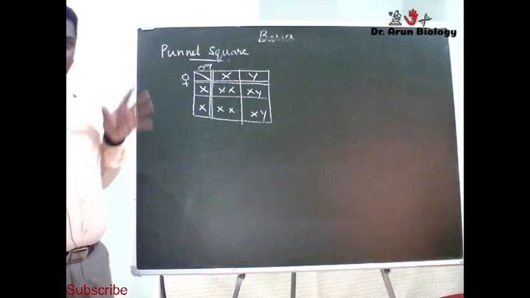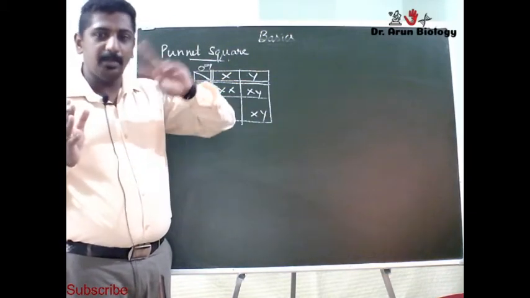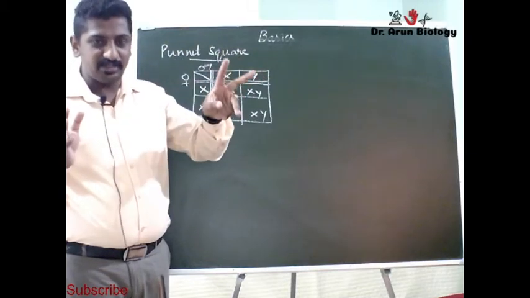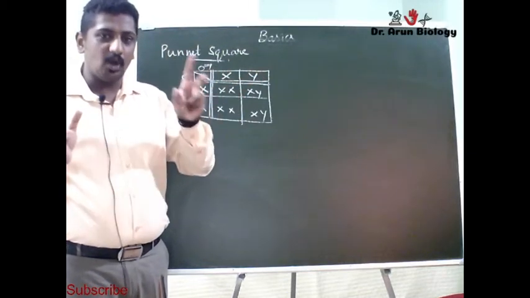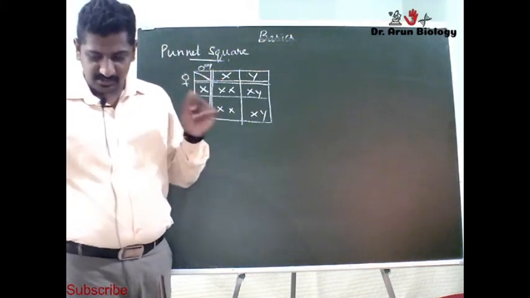So a Punnett square we always perform only for the F2 generation. We will not be performing it for the F1 generation. F1 generation always resembles any one of the parents and they are heterozygous.